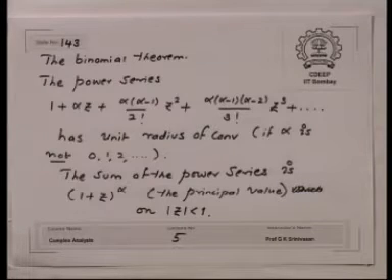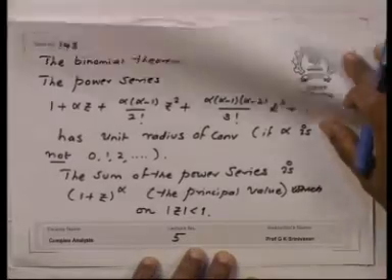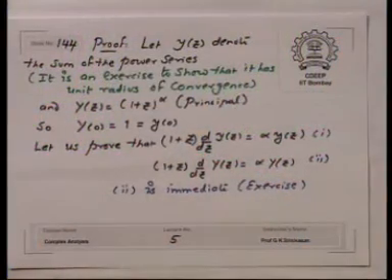The binomial theorem for arbitrary exponent. So, let us look at the proof of the binomial theorem. Let little y(z) denote the sum of the power series. By the way, it is an exercise for you to show that the radius of convergence is 1. And let us take capital Y(z) to be (1+z) to the power alpha, the principal value.